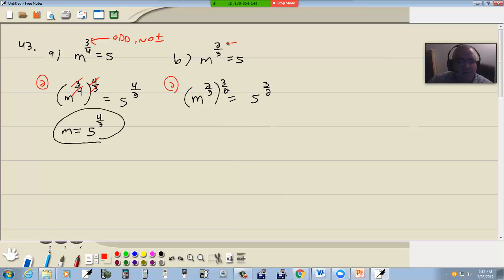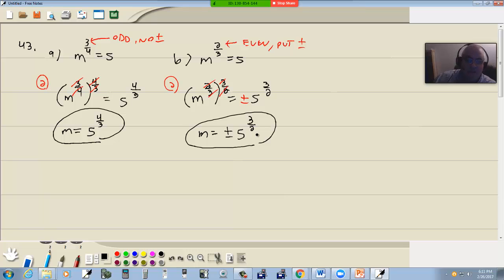But on this one, the number up on top is even, which means we're going to put a plus or minus. The 2's cancel, the 3's cancel, and we have m is equal to plus or minus 5 to the 3/2 power. So that's what we mean by odd and even on those.